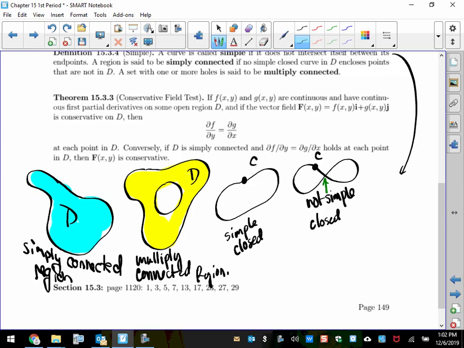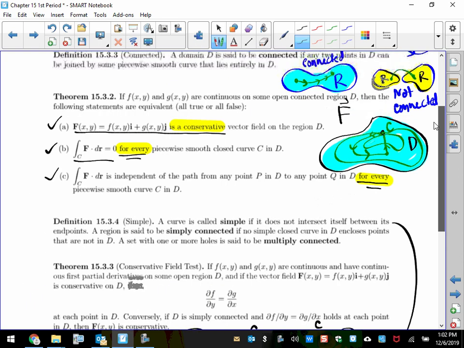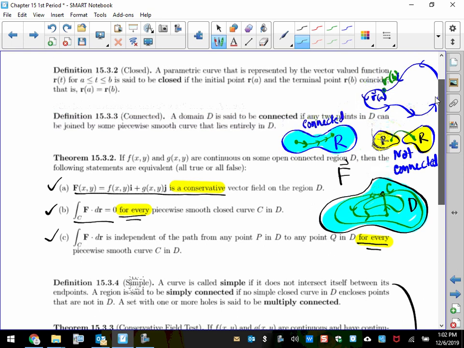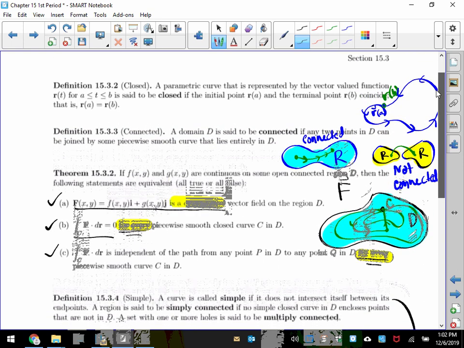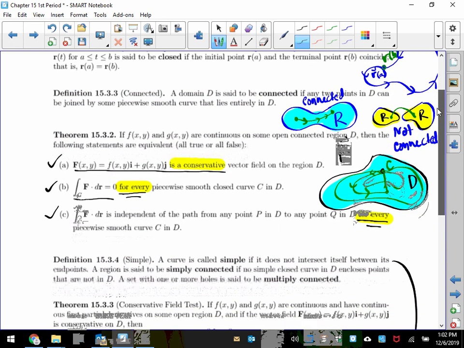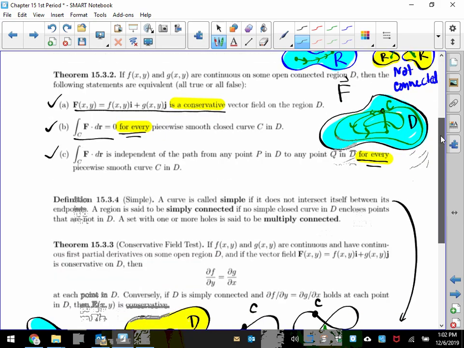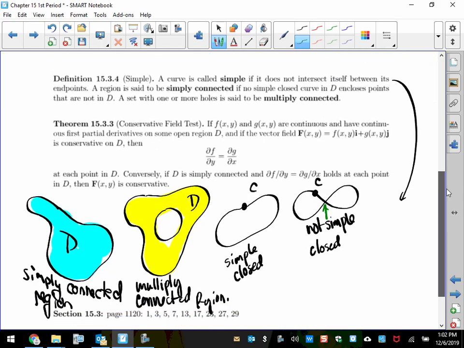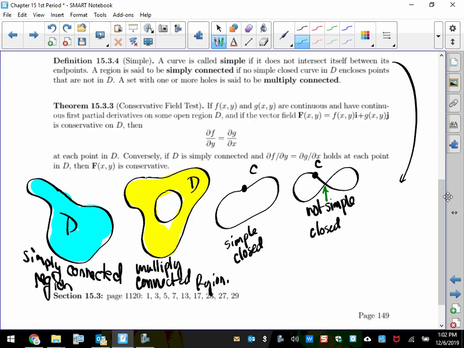So those are a lot of definitions there. We have simple, closed, we have connected, multiply connected. There's a lot of vocabulary words going on here. We even have open. Open just means that the edges are not considered in the boundary. But let's go ahead and read this next theorem.